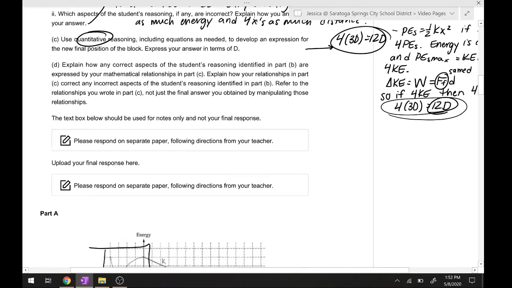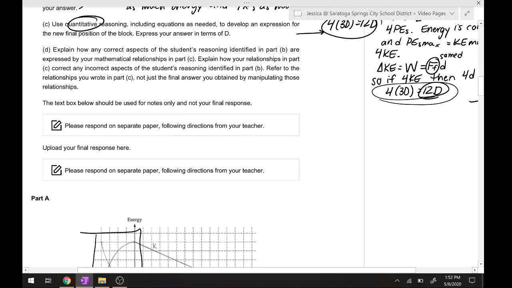So in D, I need to explain how any correct aspects of students' reasoning identified in part B are expressed in my relationship, and explain how the incorrect aspects are done. So essentially I have to reference my equations in C and say how they match with my answers in B.